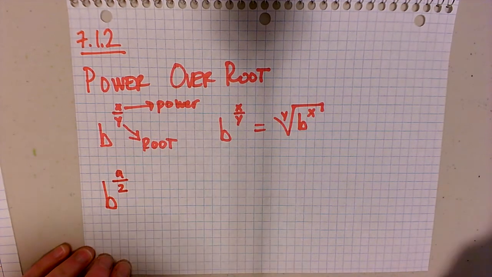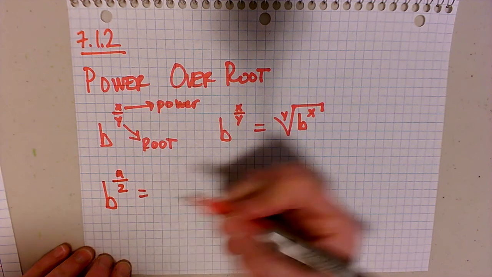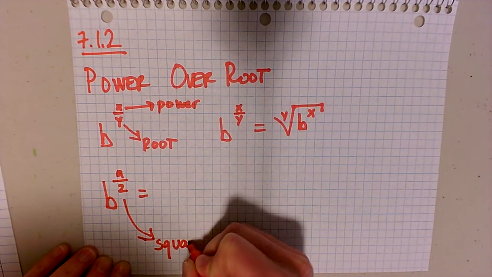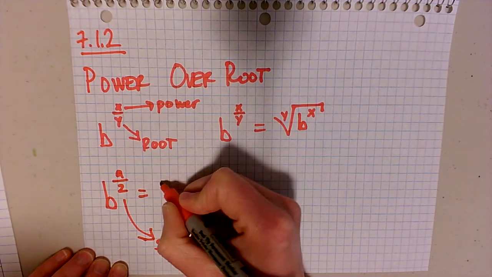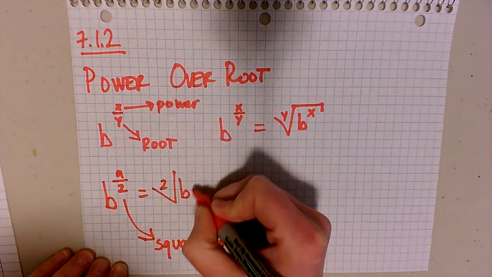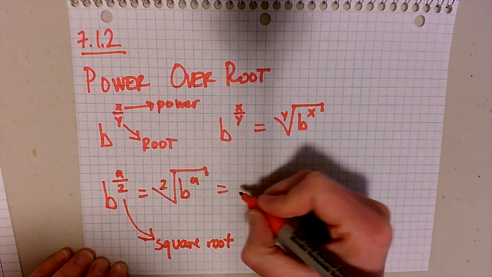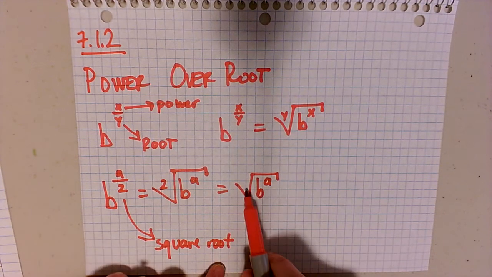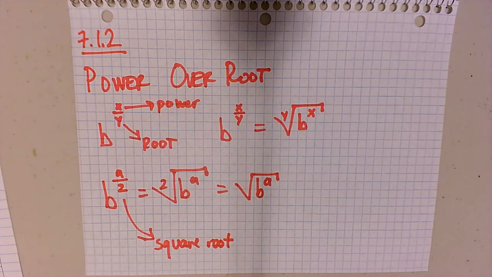A few things: if you have b raised to the a over 2, your root is 2, and you don't have to write it. That's the same thing as a square root. You can write it if that helps you calculate things better. So that's the second root of b to the a, or the square root of b to the a. If you don't have a little number written inside your radical, you can assume it's 2.